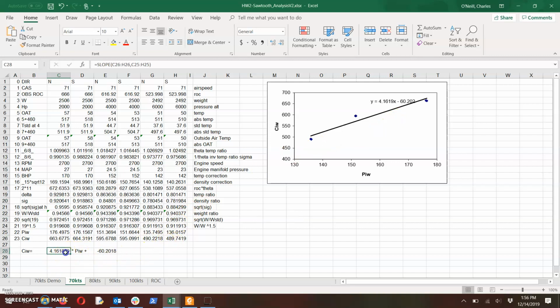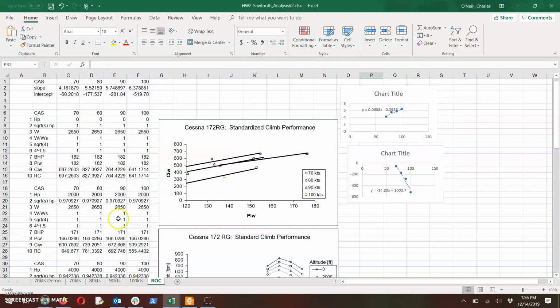So we can do that pretty quickly with just finding the slope. So if you take the slope command in Excel, you can find the slope of CIW versus PIW, and that value in fact is 4.16. And then you can look up the intercept as just the intercept of CIW and PIW, and that tells you where it's going to intercept if you went to a PIW of 0. So in other words, that defines the curve, the line. And then when you do all of your rate of climb, then you can just go plug those values in and do your renormalization to a standard rate of climb, a standard climb performance.